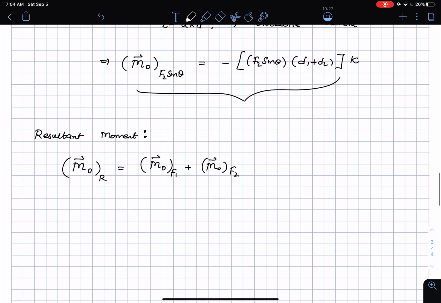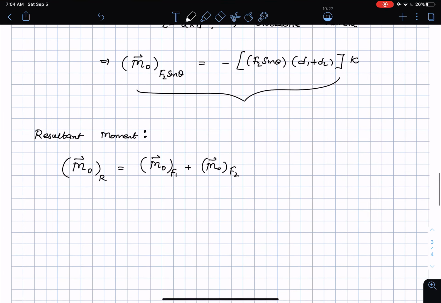Okay, and then we realize that, hey, this cos theta creature does not do any harm to our lives, and so this is going to be F1 d1 in the k direction plus minus F2 sine theta times d1 plus d2 in the negative k direction, or I can combine things together. MO is F1 d1 minus F2 sine theta times d1 plus d2, in the k direction. And depending on the magnitude of F1, F2 and the distance and the angle, this resultant moment can be positive or negative. It depends on F1, the magnitude of F2, the angle theta, distance d1 and the distance d2.